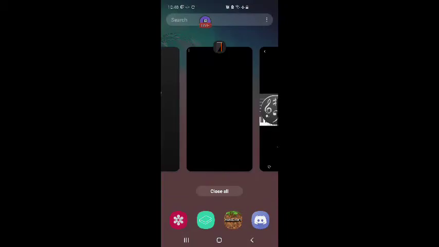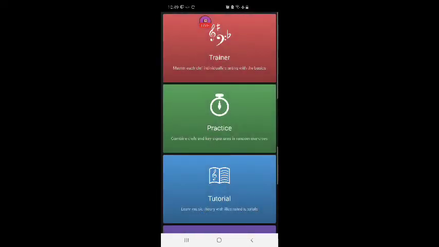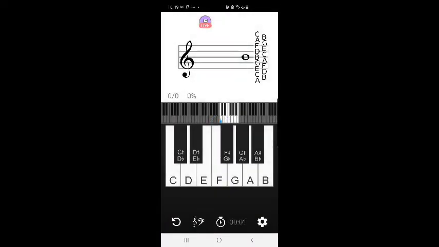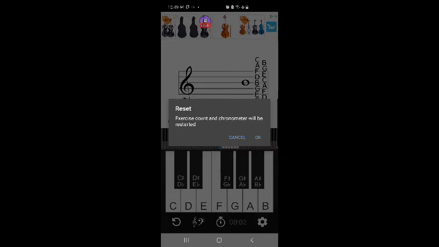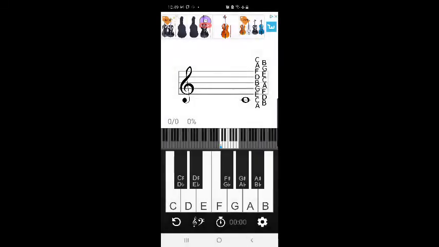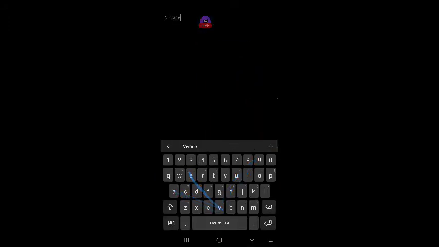We're gonna do Vivace to learn music theory. So let's go over to our app. We've opened the app. We're gonna do practice. Vivace, practice, Vivace, 100 notes.